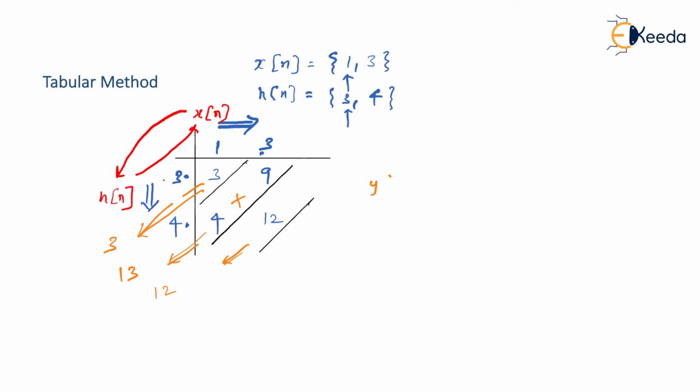So surprisingly, this is y of n, and we have 3 elements: 3, 13 and 12. Now the question is where the arrow mark will come. It is also very simple. X of n equal to 0 position was here, and h of n equal to 0 position here. Just extend it and find a common element.